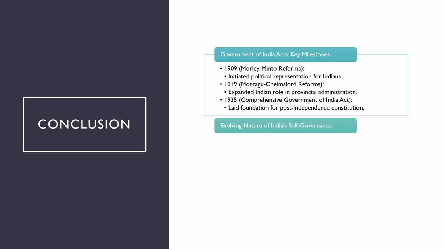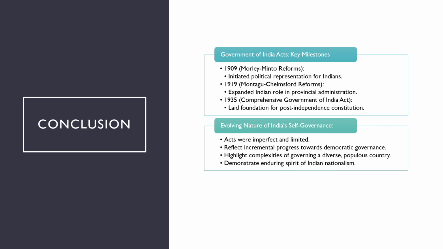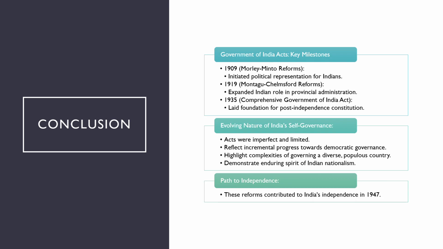These legislative measures, though imperfect and limited in scope, reflect the evolving nature of India's struggle for self-rule and the complexities of governing a diverse and populous country. They underscore the incremental progress towards democratic governance and the enduring spirit of Indian nationalism that ultimately led to the country's independence in 1947.